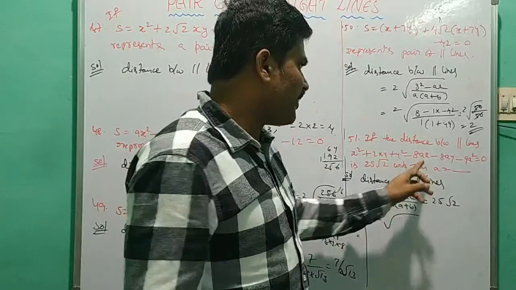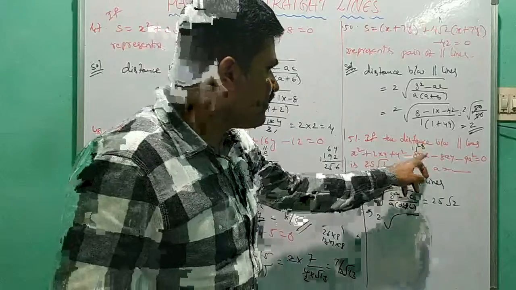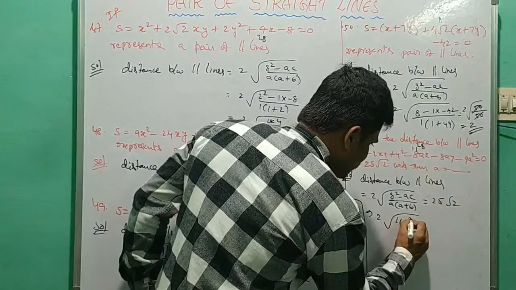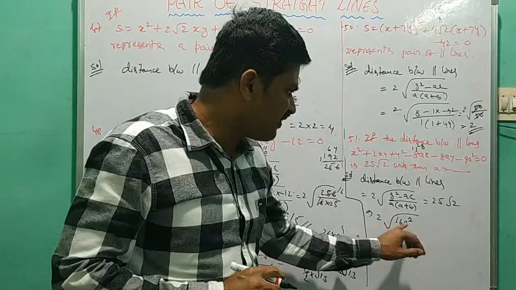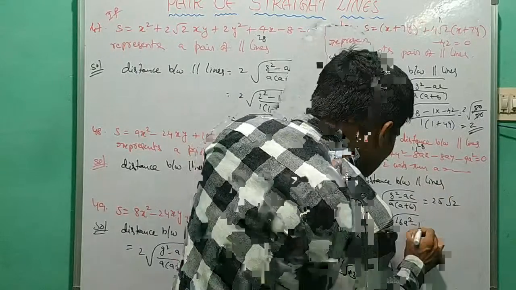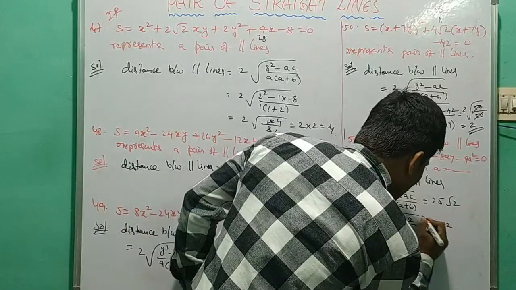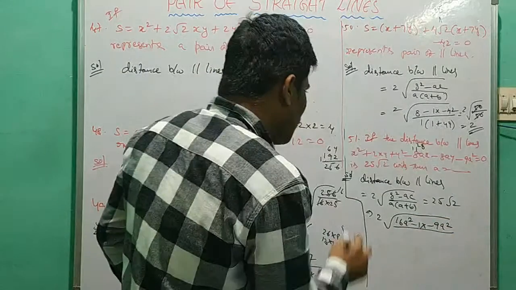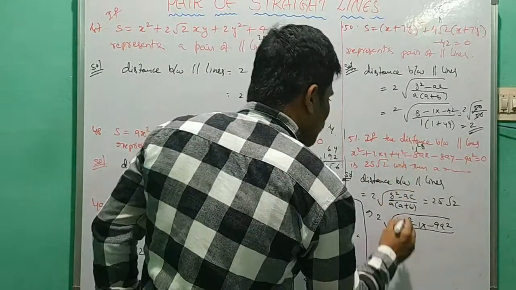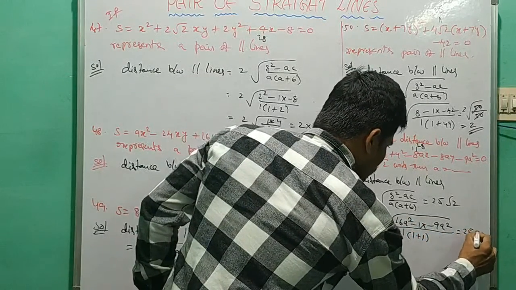G square means the coefficient of x can be taken as 2g. G value is minus 4a. So minus 4a whole square means 16a square. A value is 1, C value is minus 9a square. So now we take minus 9a square whole by the x square coefficient 1 into a plus b, b value is also 1. So 1 plus 1. Now that equals 25 root 2.